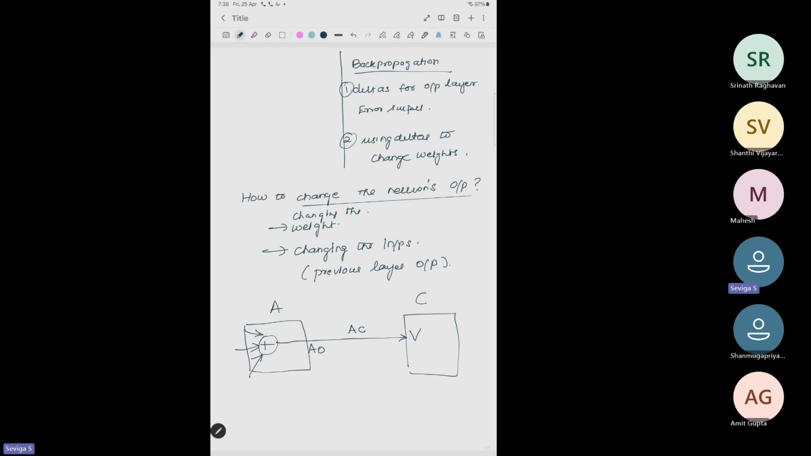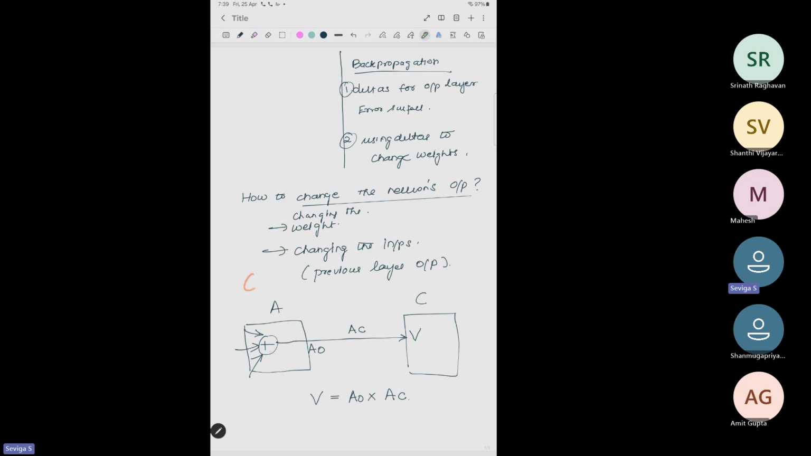So what is V here? V is nothing but A naught into AC. So you have two neurons. Previously we saw that in the tiny neural network, A is this and C is this. We are looking only at the connection between A and C. So this is A and this is C.